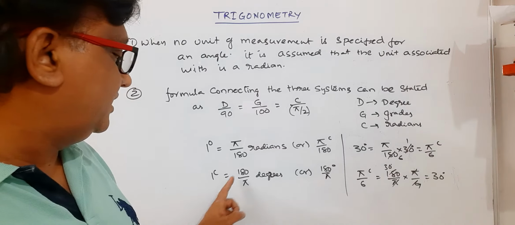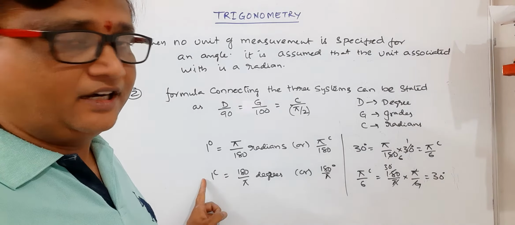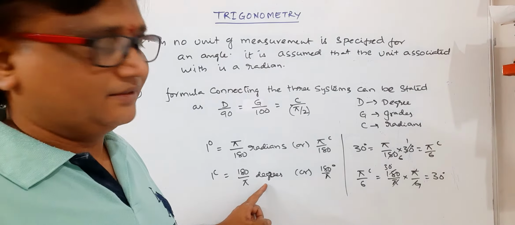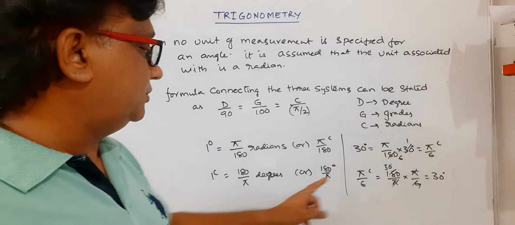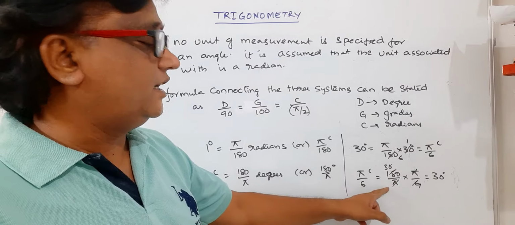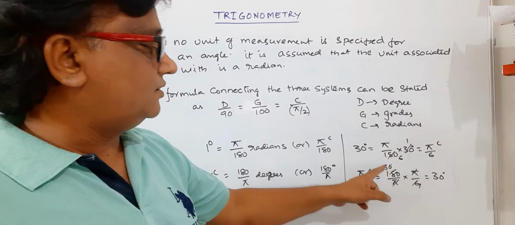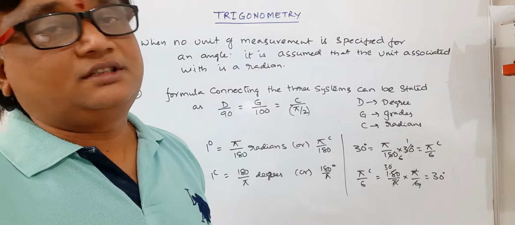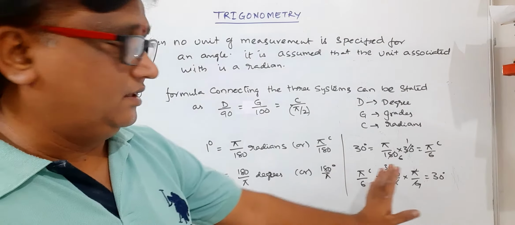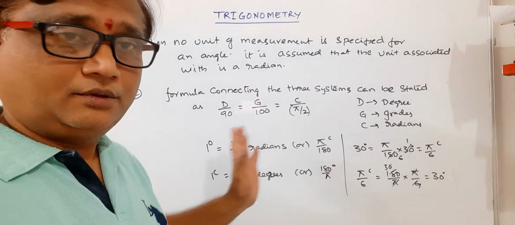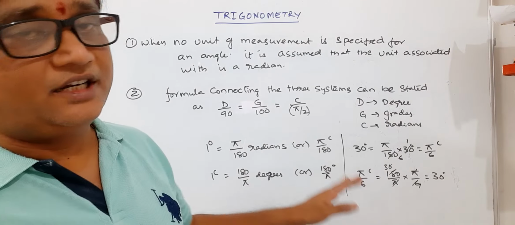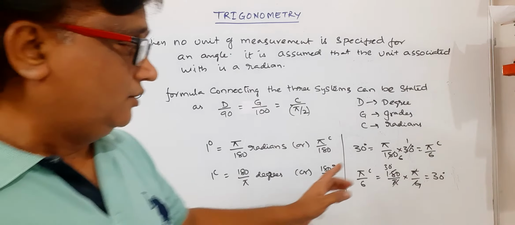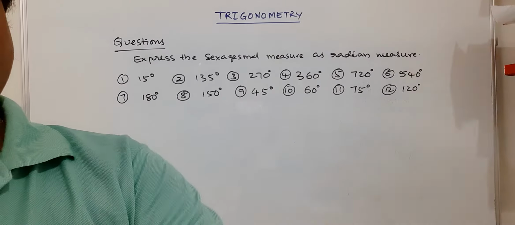So 1 radian equal to 180 by pi degrees. To convert into degrees, pi by 6 into 180 by pi. So pi cancels, 6 ones are 6, 6 fives are 30. So that is 30 degrees. So conversion of degrees to radians and radians to degrees, we are doing like this.